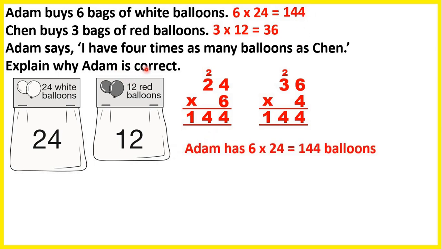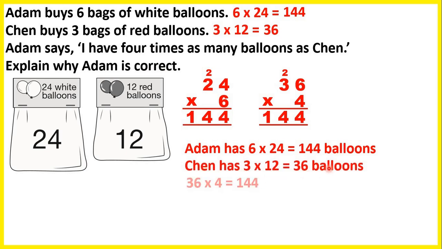So to explain why Adam is correct, we need to explain that Adam has 6 times 24, so 144 balloons. Chen has 3 times 12, so 36 balloons, and 36 times 4 is 144, or 144 divided by 4 is 36.